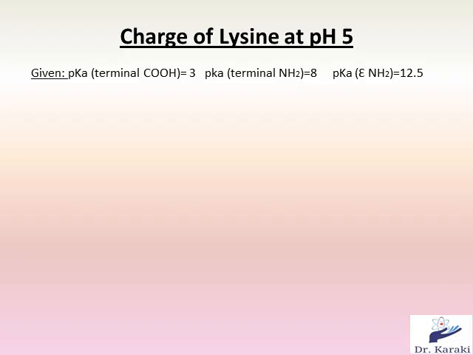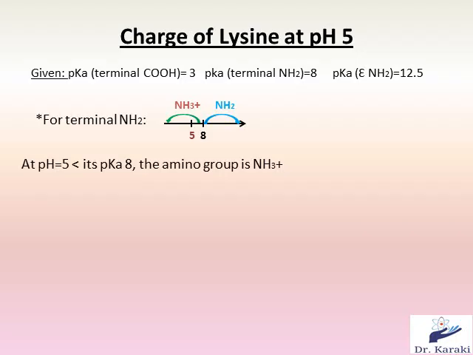Now let's start with pH 5. We have to identify the ionization state of the 3 functional groups, the terminal COOH, the terminal NH2, and the epsilon NH2 at pH 5. Let's start with the terminal NH2. We draw an axis. In the middle of it, we put the pKa of the terminal NH2, which is 8. On the left side, we have the acidic form or the protonated form NH3+. On the right side, we have the unprotonated form NH2. The pH 5 is lower than the pKa, so the amino group is in the form of NH3+.